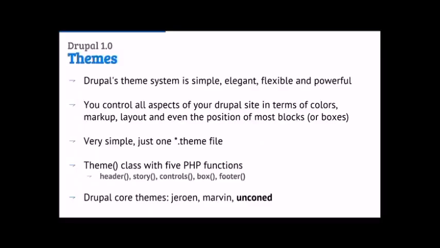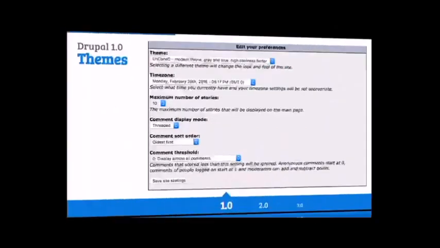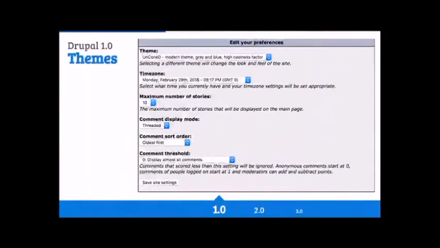This theme file was just a PHP file implementing a theme class, which had like five functions, like header and footer, and then you would override those functions and output your own HTML in there. Each user could change their own theme in the site preferences. There was no option to set it globally for all the users.